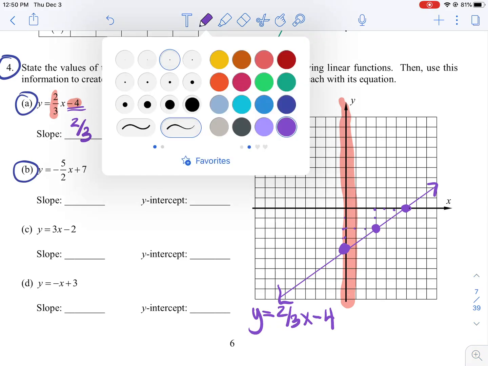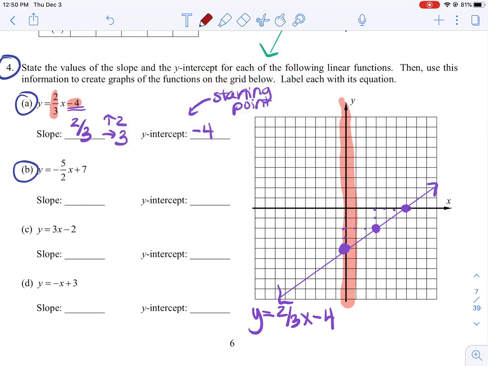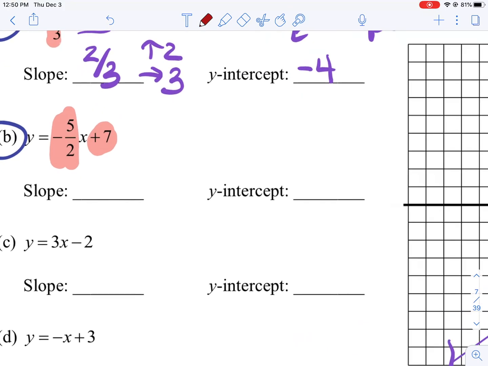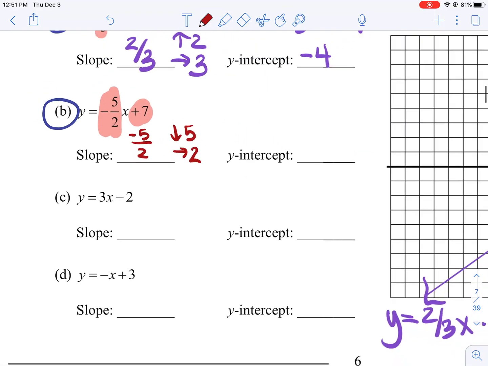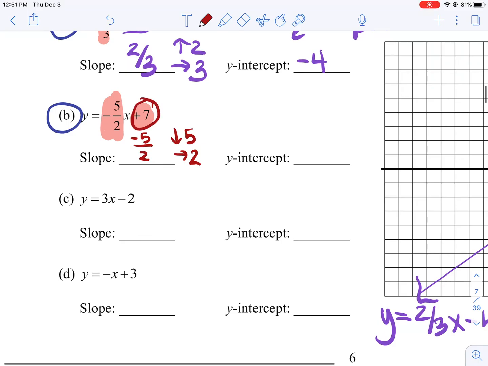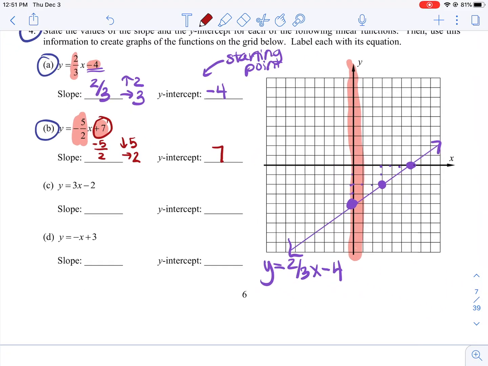Okay, and then we can do the same thing here. We have -5/2 x plus 7. So let's write our slope. Our slope is -5/2, which means we're going down 5 and to the right 2. Remember that negative means down, and then our y-intercept is going to be 7.